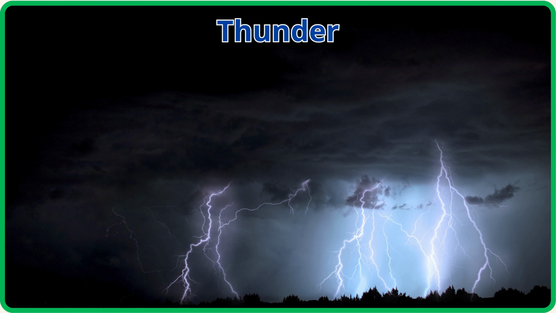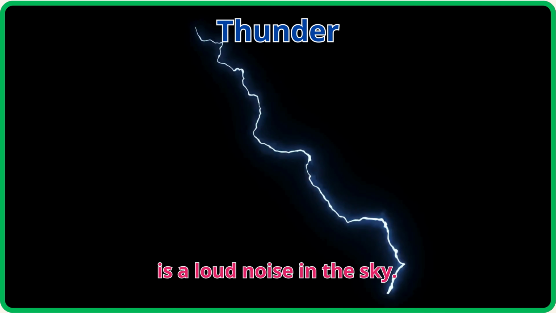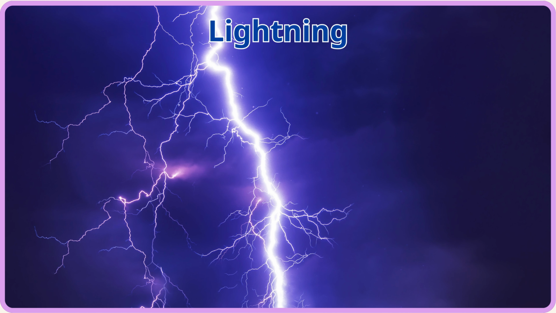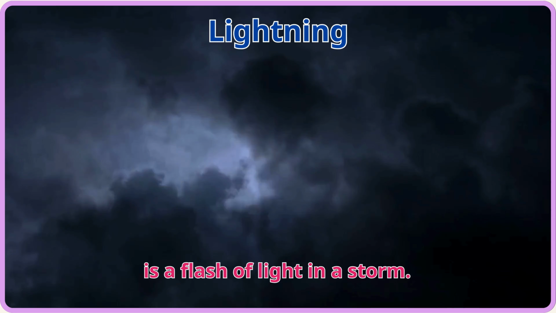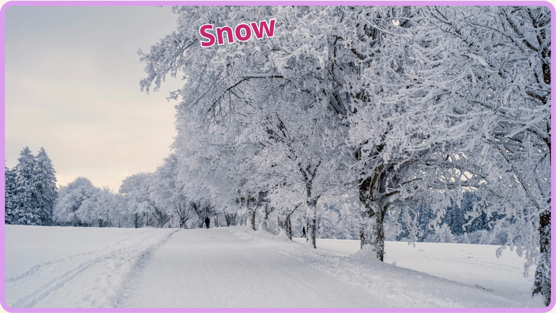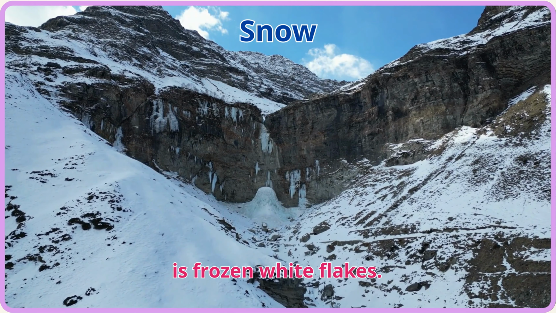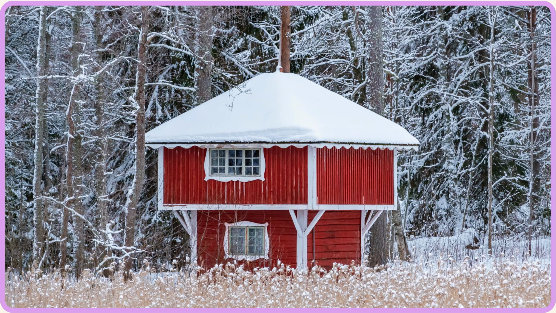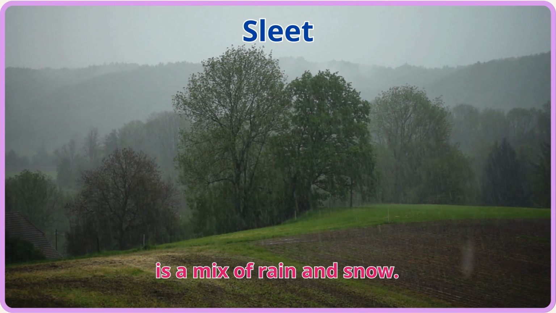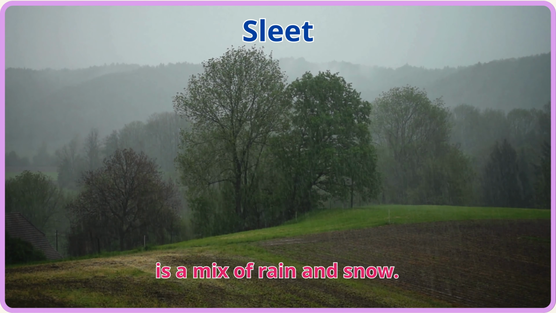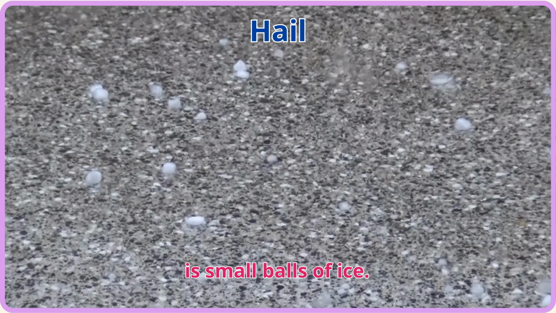Thunder. Thunder is a loud noise in the sky. Lightning. Lightning is a flash of light in a storm. Snow. Snow is frozen white flakes. Sleet. Sleet is a mix of rain and snow. Hail. Hail is small balls of ice.